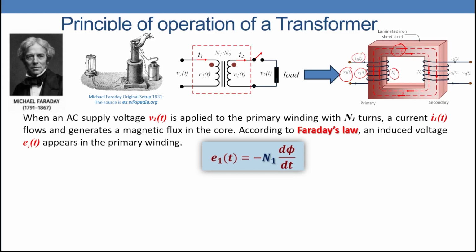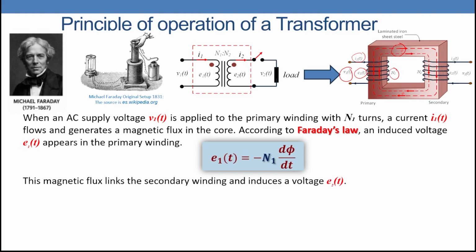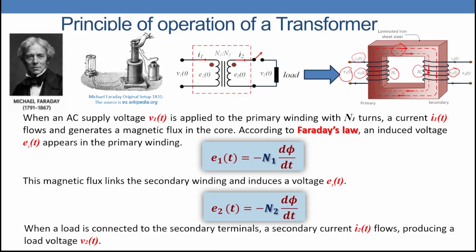Now we can calculate the induced voltage, which is N1, the number of turns of the primary winding, times the rate of change of this magnetic flux. This magnetic flux links the secondary winding and induces a voltage E2(t), according to the number of turns N2. In this case, E2(t) equals minus N2 d phi by dt. If a load is connected to the secondary terminals, a secondary current I2(t) flows in the load, producing a load voltage V2(t).